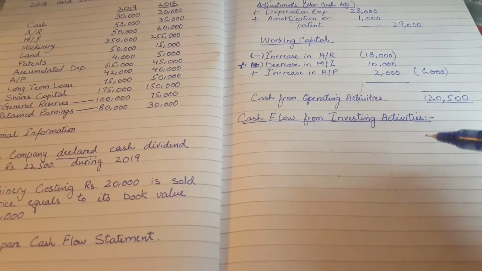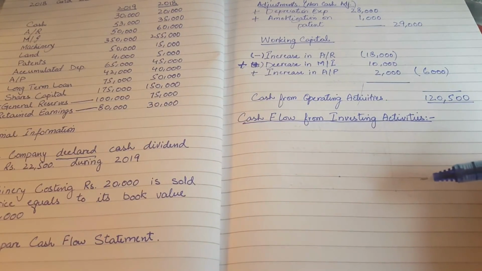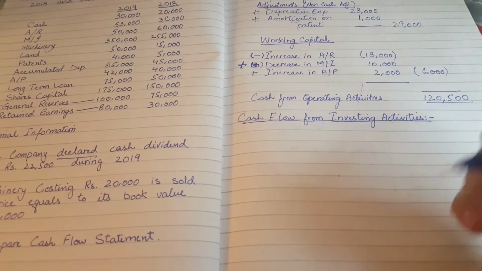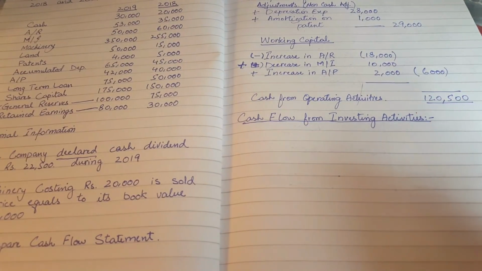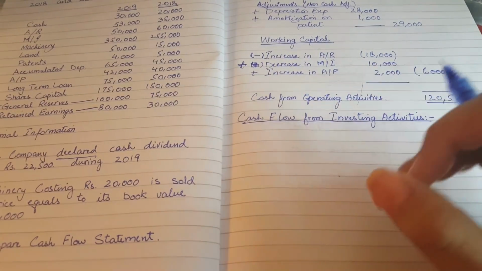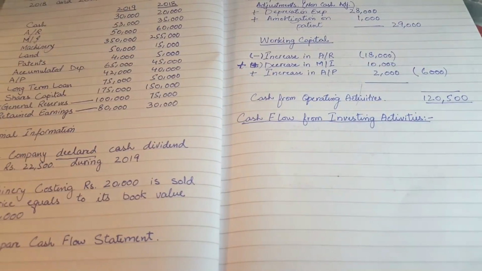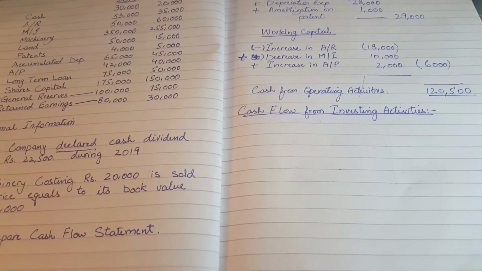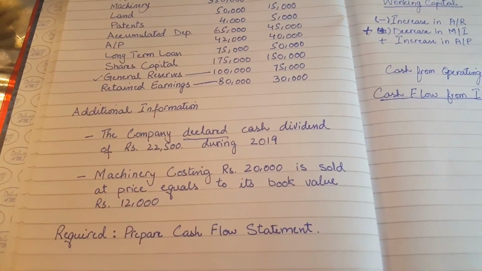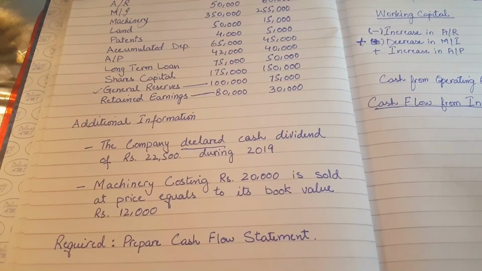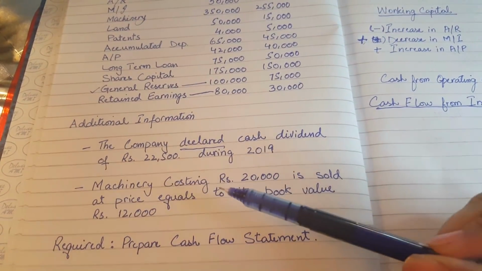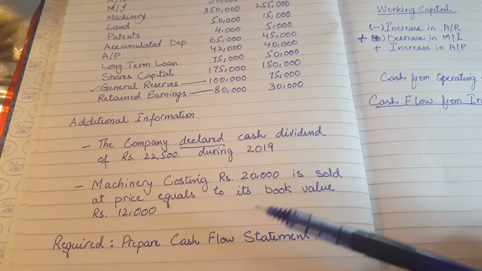Investing activities may also include the interest received on those long-term securities. So this is also an investing activity. But here we are not given any interest information, so that is just extra information. Here we will see what changes in assets are made. In the additional information, it is mentioned that a machinery item costing 20,000 is sold.